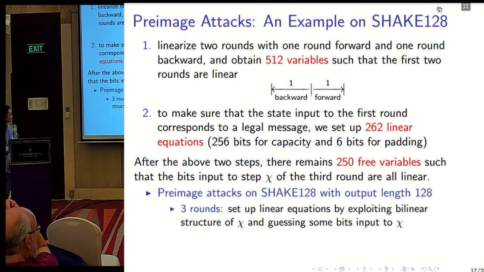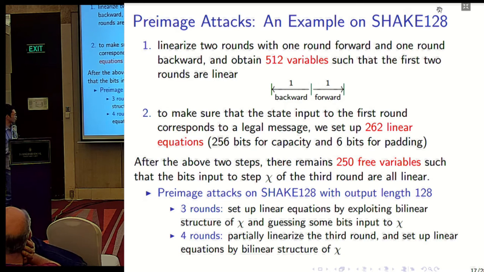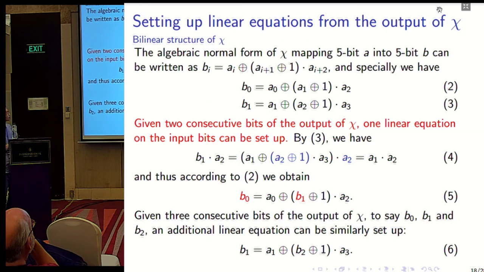So we will use this structure to mount preimage attacks on three rounds. For three rounds, we just use two rounds, and then we use the linear structure of Keccak to attain three rounds. And for four rounds, we use the partial linear structure. Then we can use three rounds, and then we mount a four-round attack.